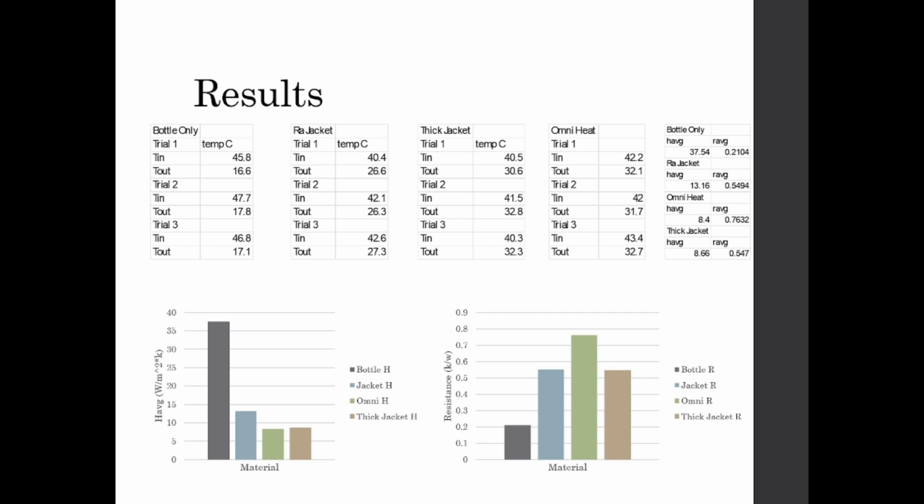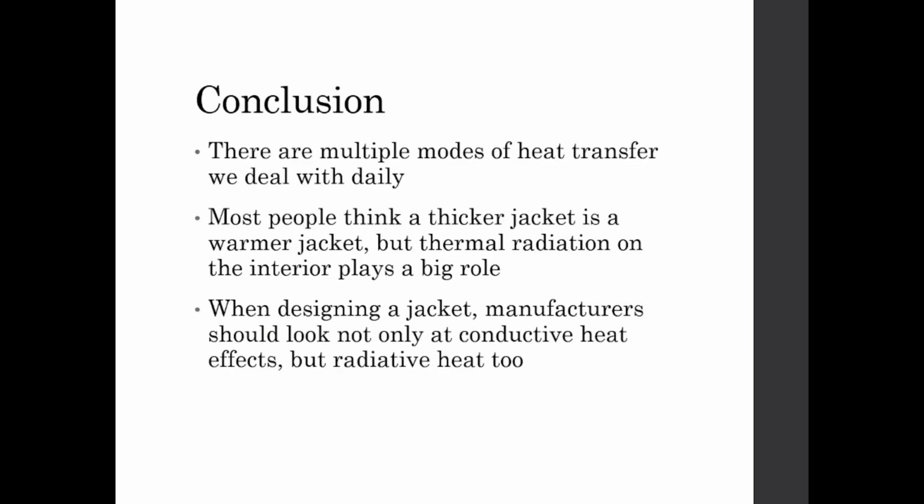In terms of convection, this may not make a lot of sense, considering that the thicker piece of insulation has a lower thermal resistance. However, this neglects radiative heating, which is found in the OmniHeat jacket due to the metal lining on the interior. So in conclusion, there are multiple modes of heat transfer that we deal with daily, and while most people think that a thicker jacket means a warmer jacket, thermal radiation on the interior of the material plays a bigger role than we think, so when companies are designing a jacket, they should look at not only conductive heat transfer, but radiative heat effects too.